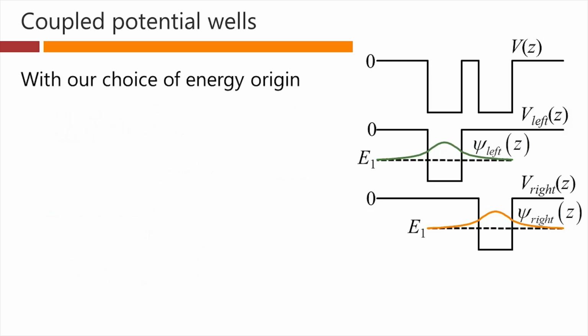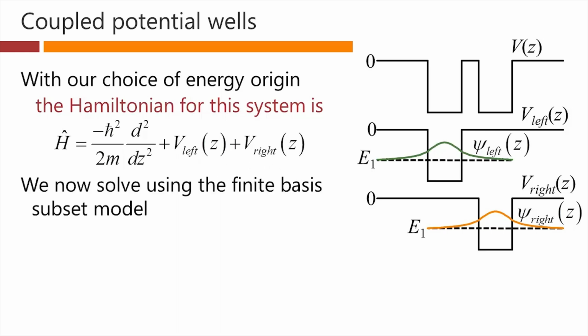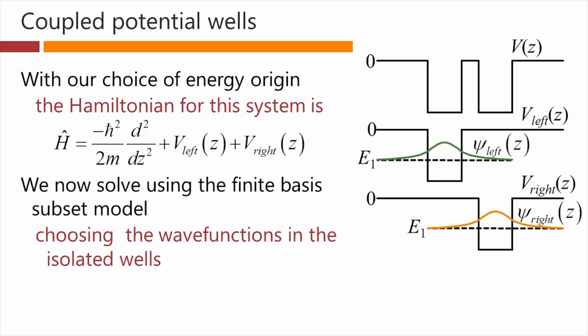So with this choice of energy origin, the Hamiltonian for the system simply becomes our usual kinetic energy term, and the sum of these two potentials, V left and V right. So now what we're going to do is think about solving this problem using a finite basis subset model, if you like. In this case, we're going to choose these wave functions in the isolated wells as our basis, psi left of z and psi right of z. So we're going to choose a basis with just these two functions in it, hoping that that's going to be good enough for our problem, and solve just using these two.